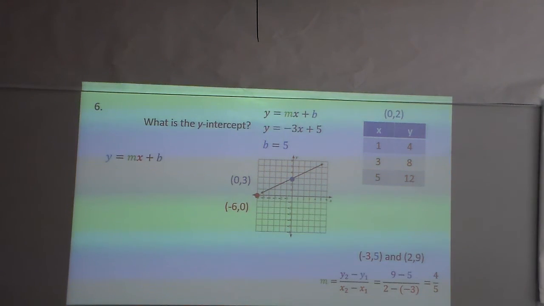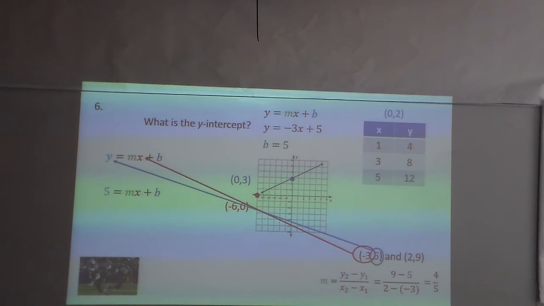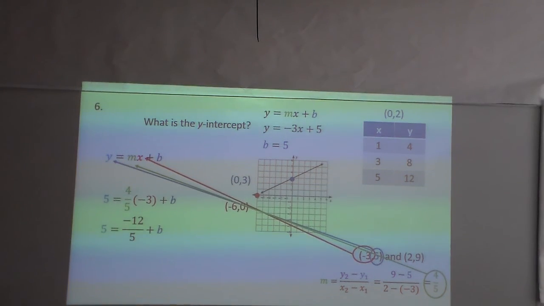And I'm going to do the same thing here. This one with 2 points. I'm going to put that 5 right there. I'm going to put that negative 3 right here. And y'all, I found the slope earlier in another problem where I took the 9 minus the 5 and the 2 minus the negative 3 and got 4/5. And I'm going to put that negative 3 there for the x. And I'm going to put that 4/5 in there.